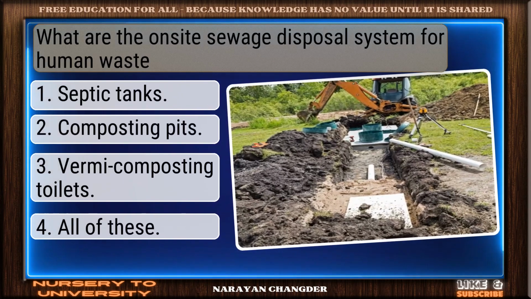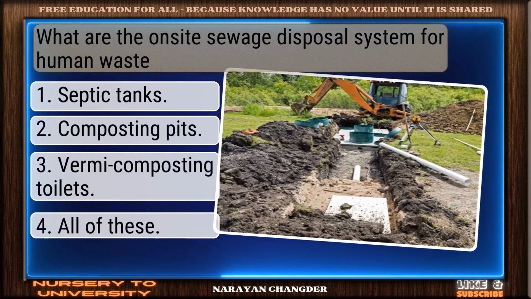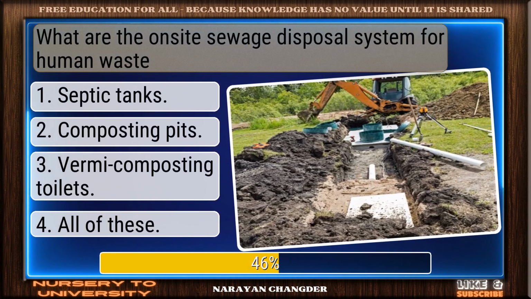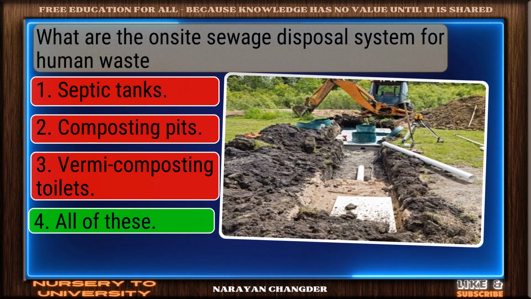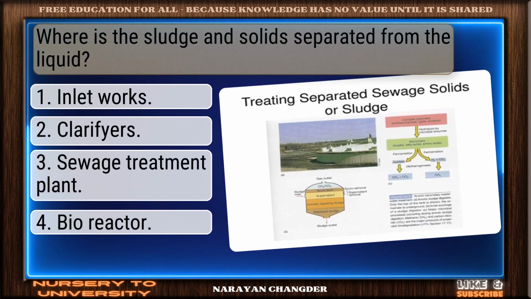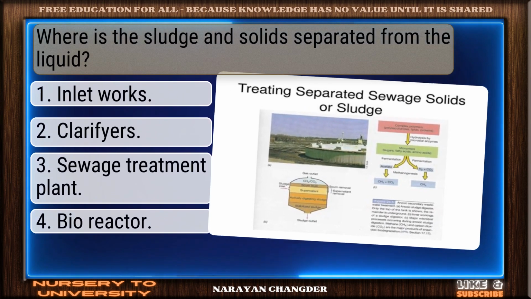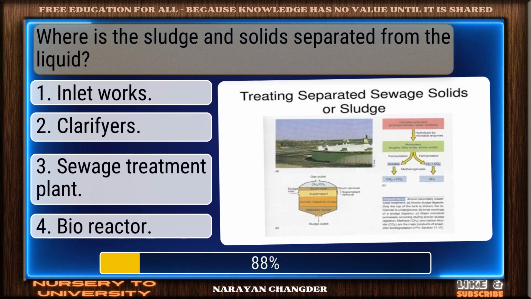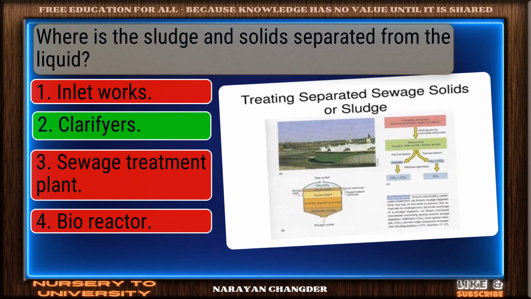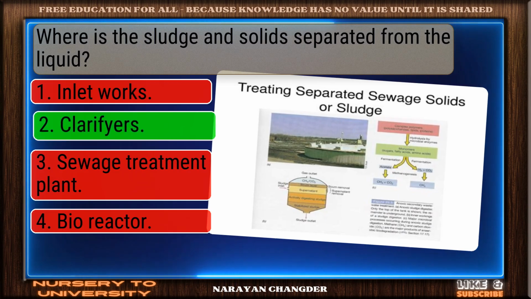Question number 56. What are the on-site sewage disposal system for human waste? Well reasoned. All of these is the correct choice. Question number 57. Where is the sludge and solids separated from the liquid? Nicely done. Clarifiers is a solid answer.